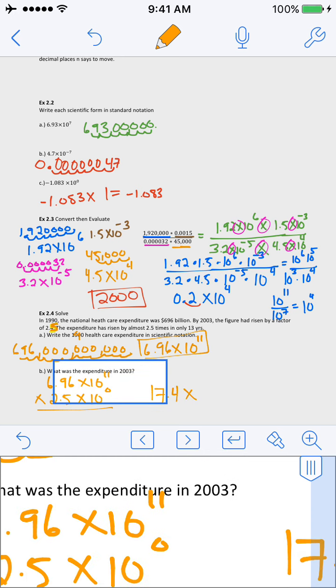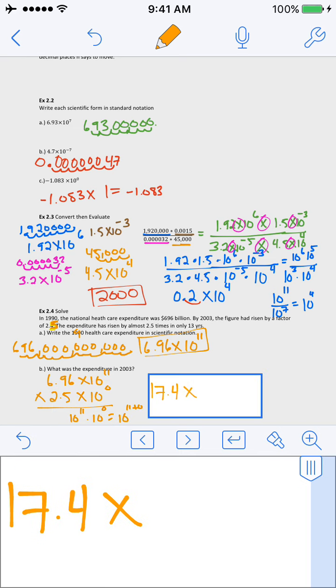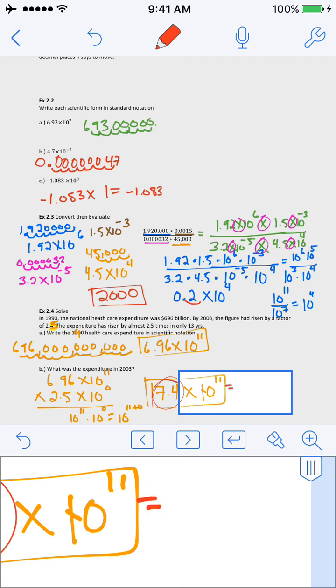And then we'll multiply these two guys. If I have 10 to the 11th times 10 to the 0, I can use product rule, 10 to the 11th plus 0, or it just stays as 10 to the 11th. And what's the problem? 17 is not between 1 and 10, right? Again, I need to convert this back a little bit because that isn't scientific notation. That's just two numbers sitting next to each other. So let's convert this just a little bit.